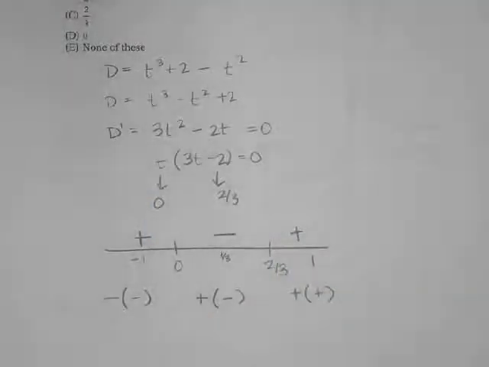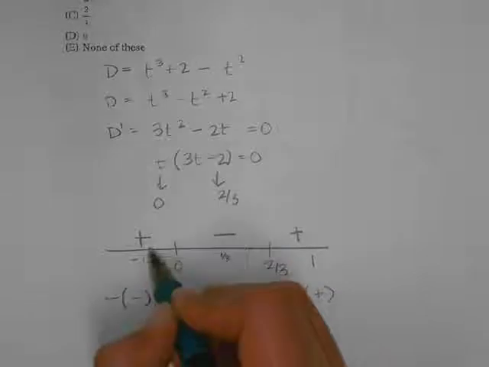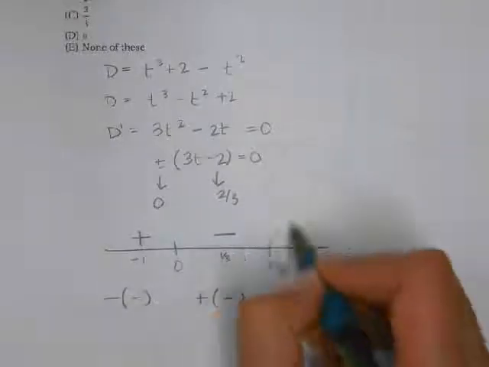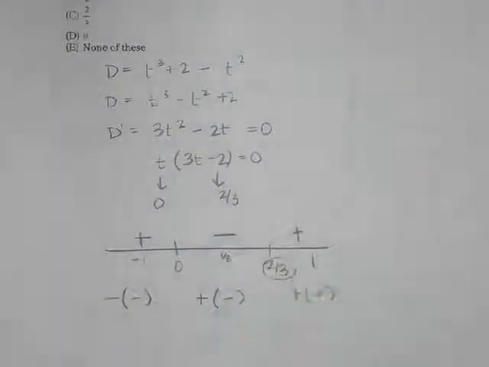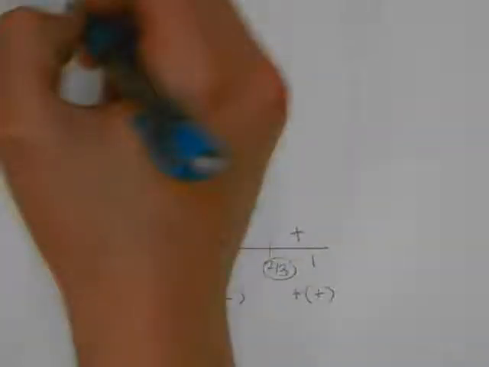So if I'm looking for a minimum, the minimum would be found, this is up and comes down, that's a max, down and comes up, this is the minimum. So our minimum is at 2/3, so the answer is C.